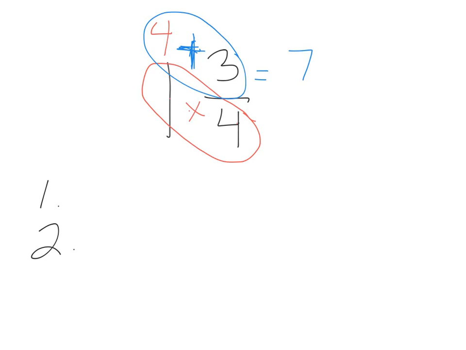This is going to be our numerator. The last step tells us that we're going to look at what our denominator was from our original fraction. It was 4, so that means 4 is going to be the denominator of the improper fraction.